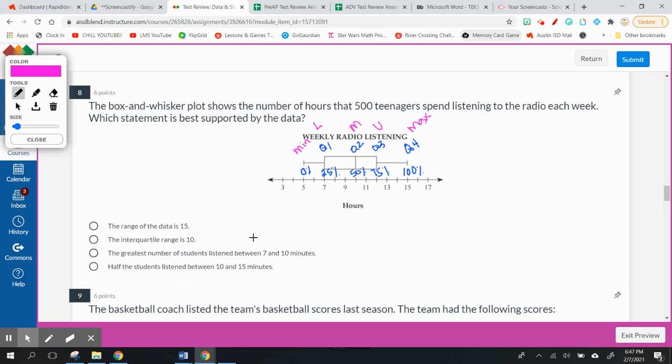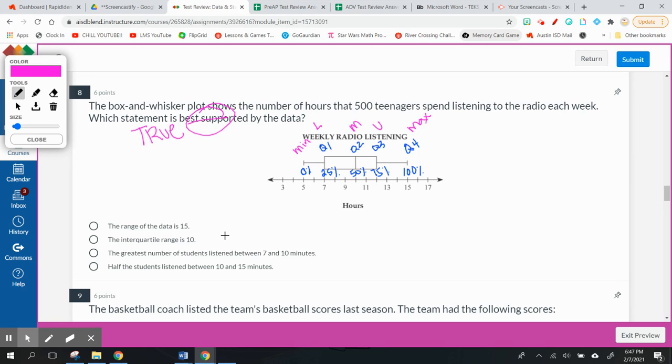Quick little things. All right, which statement is best supported? So I'm going to jot down, we want something that is true. Sometimes when we have a lot of words like this, it's easier to just jot down true or false, and then we can make notes to ourselves on our answer choices.